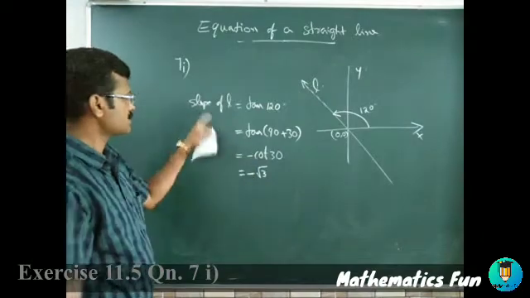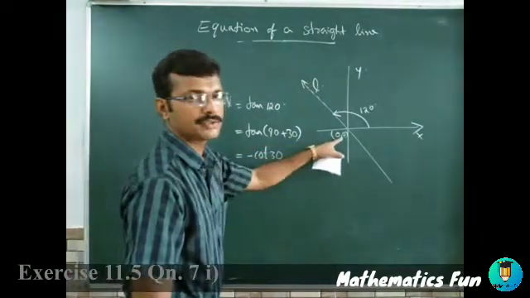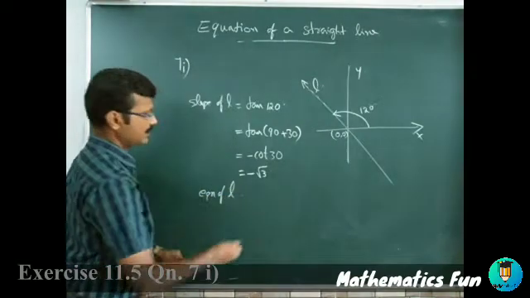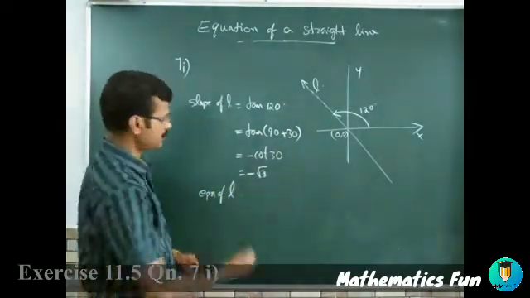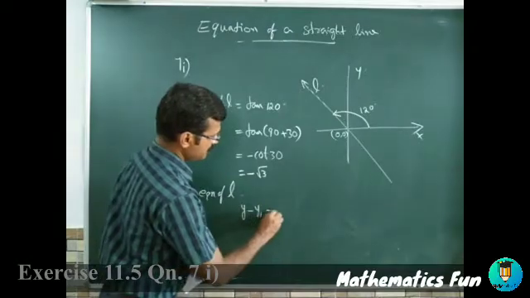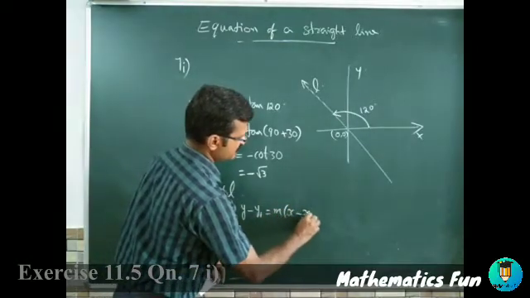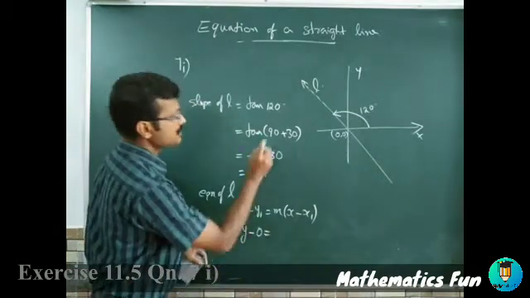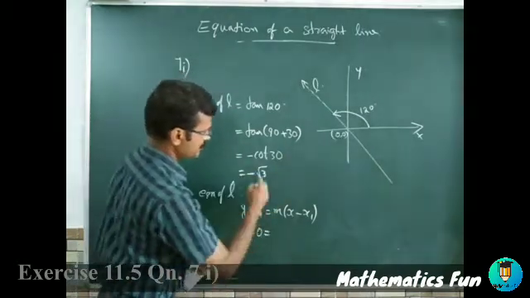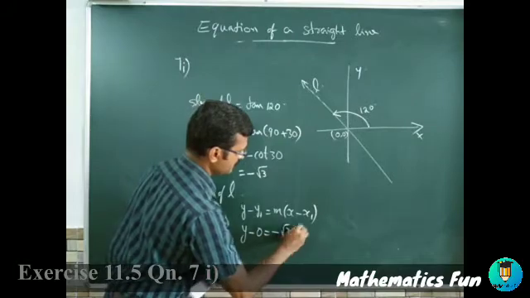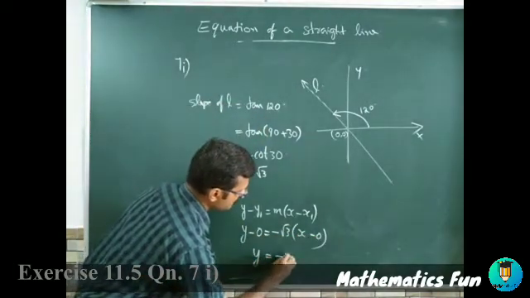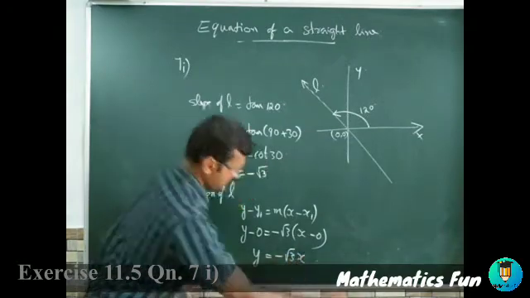So we got the slope of the line and the point we know. So we can write the equation of L. I will use the slope-point form, that is y minus y1 is equal to m into (x minus x1). So y1 is 0, x1 is also 0, slope is minus root 3, so y minus 0 equals minus root 3 into (x minus 0). Finally it will become y is equal to minus root 3 x.